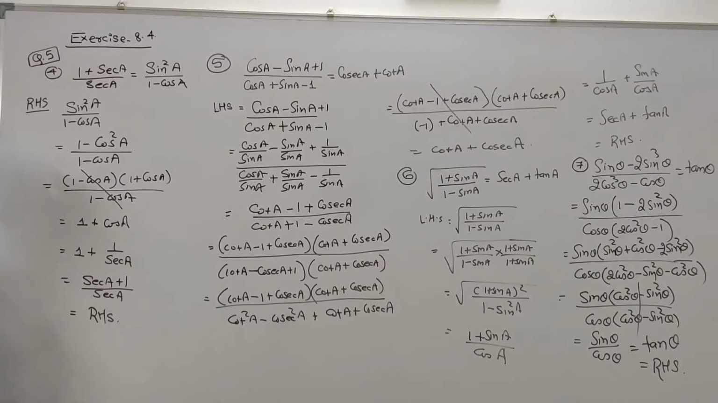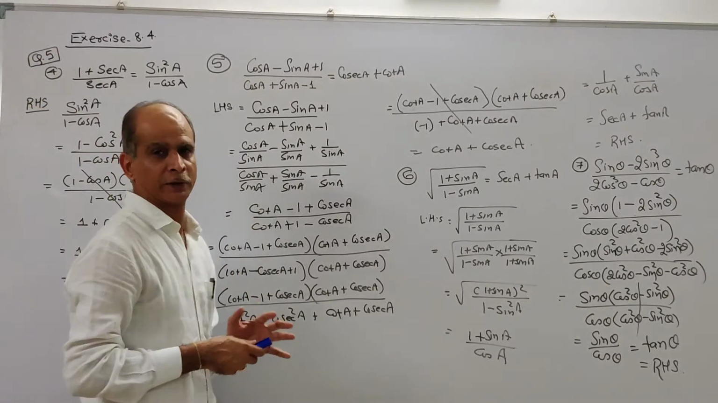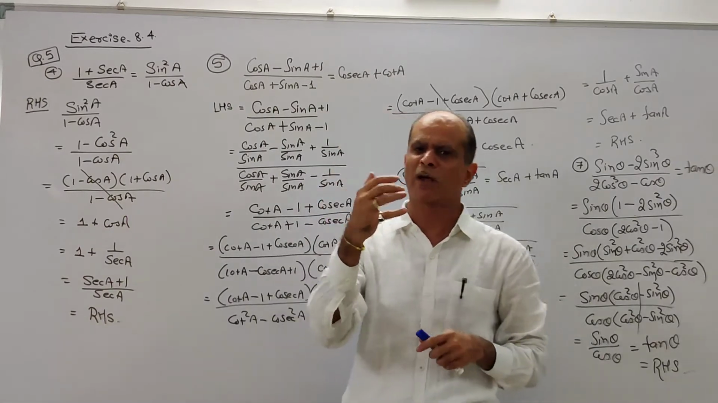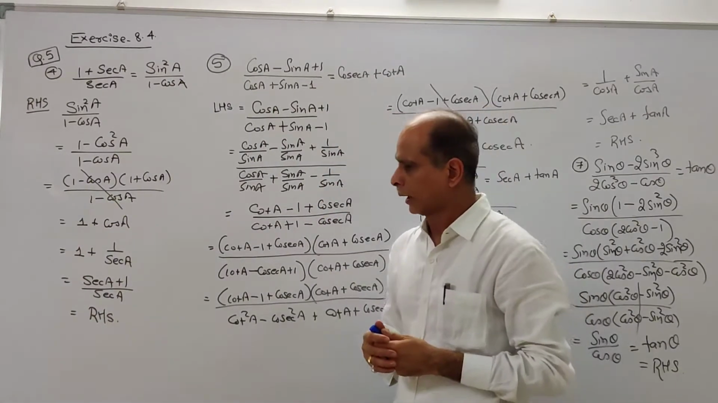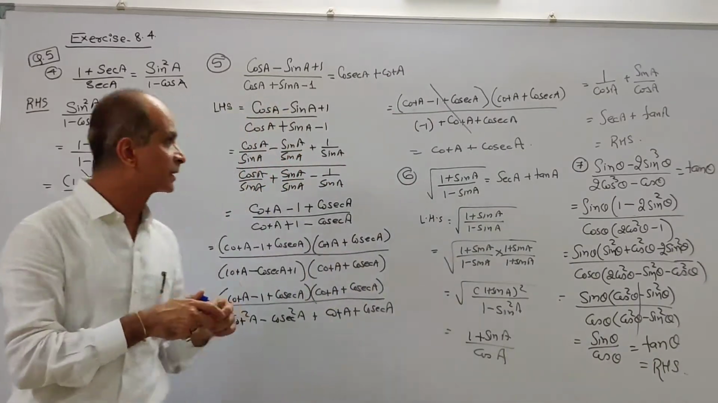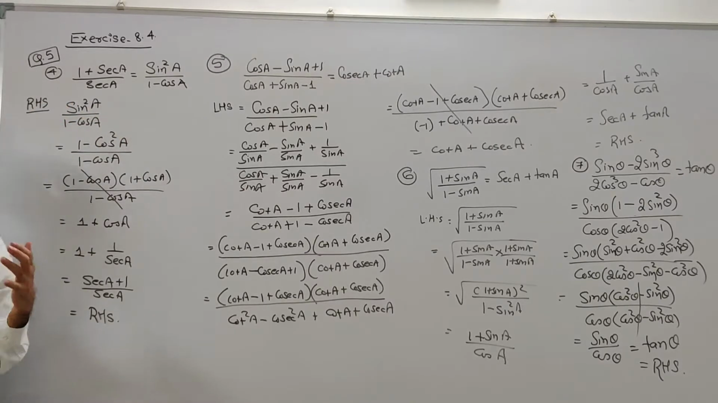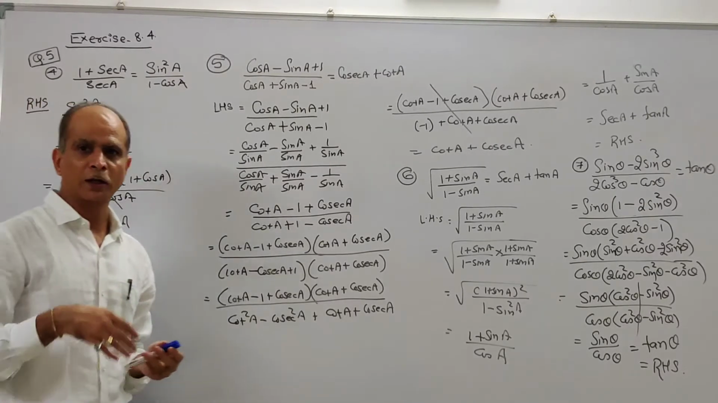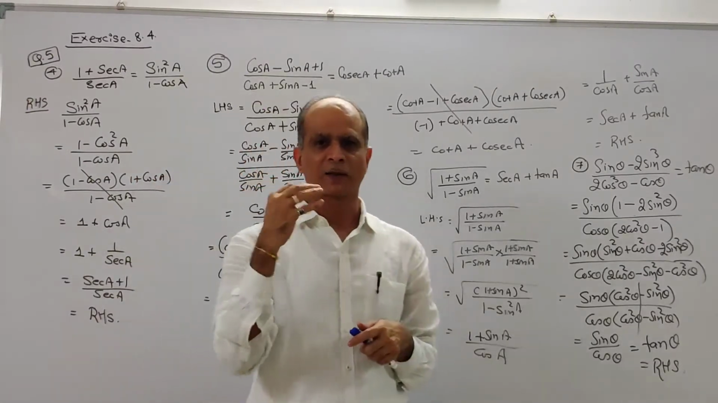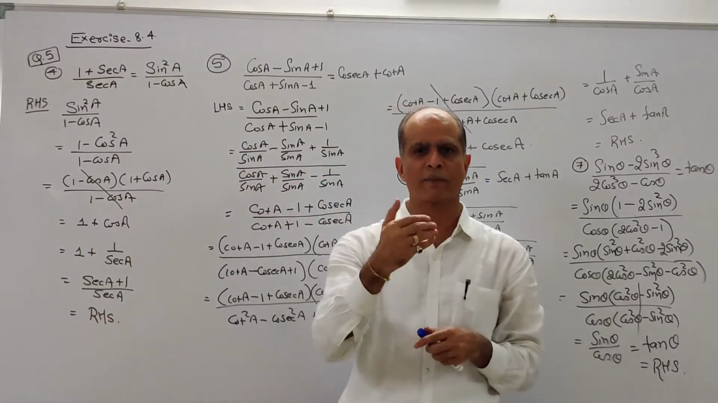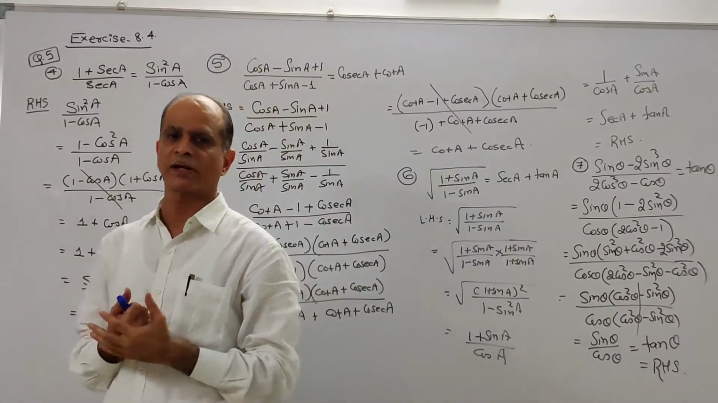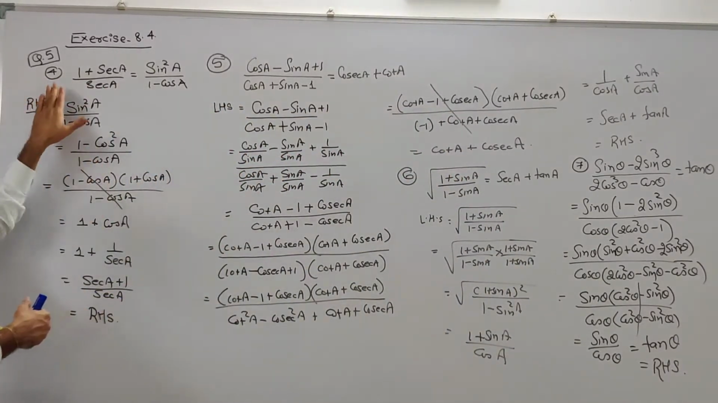Hello friends, we have already discussed 3 examples of question number 5 of exercise 8.4, chapter number 8, that is trigonometry. Now let us start example number 4. The 3 examples are based on the conversion formula as well as the fundamental identities of trigonometry. We have already solved 3 examples. Now let me start the 4th example.